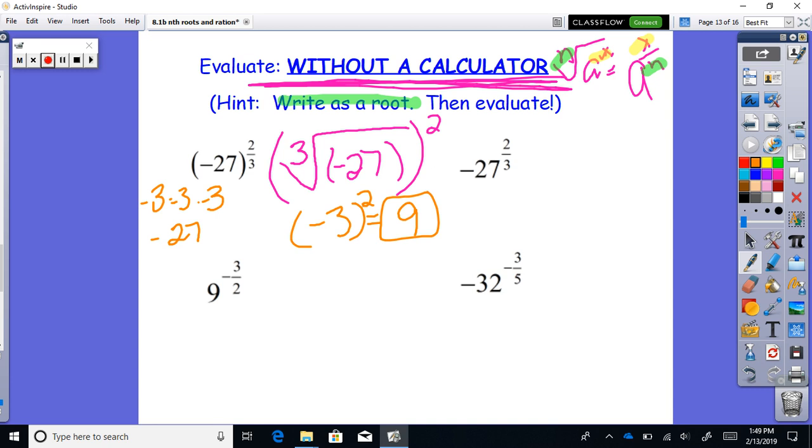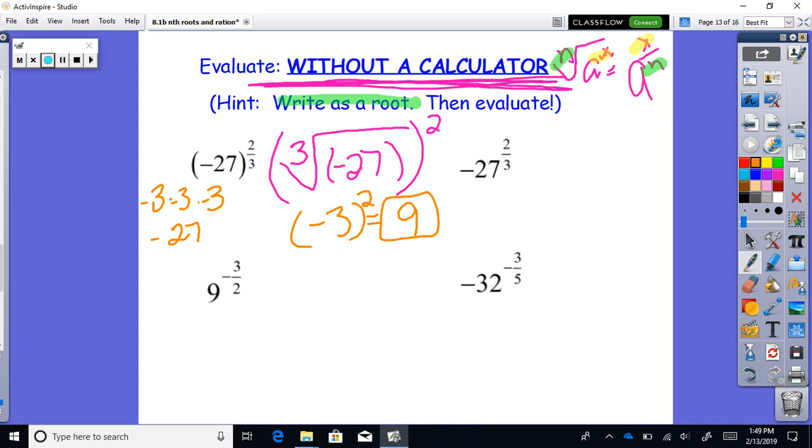If you would have done that in the reverse order, you would have had to take the negative 27 squared and then try to find the cubed root of that. You can do it in that order, but I don't know what 27 squared is off the top of my head, so without a calculator it would be very challenging.